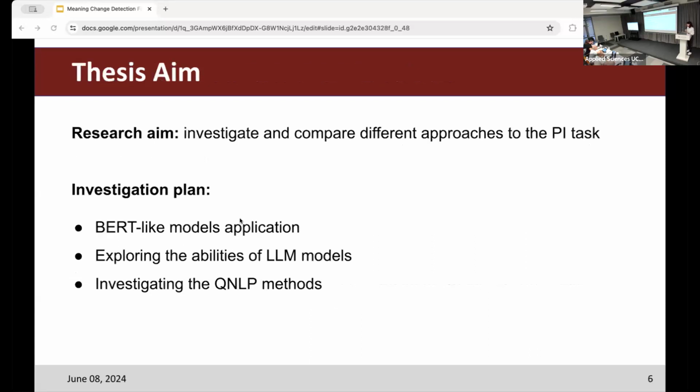So the aim of the thesis is the following. First, we wanted to apply some BERT-like models to our task, also explore the abilities of LLM models, and investigate the quantum NLP methods which are based on those categorical ideas.